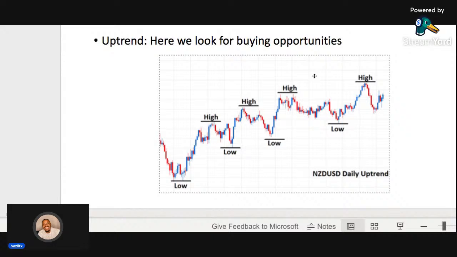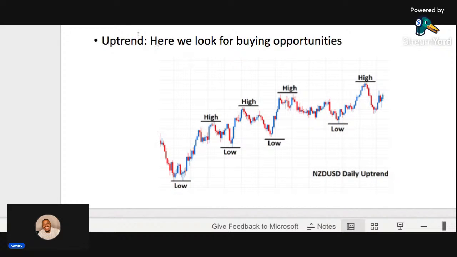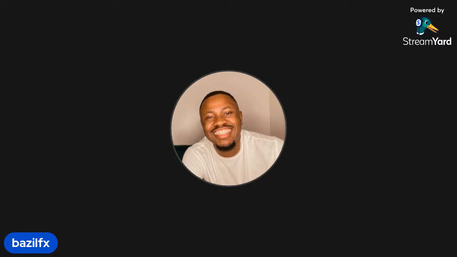And I'm going to show you this on a live market. Let me share my other screen so that you can see. Let me share my screen on TradingView. I'm going to show you one of the pairs that I traded. I think it was last month.